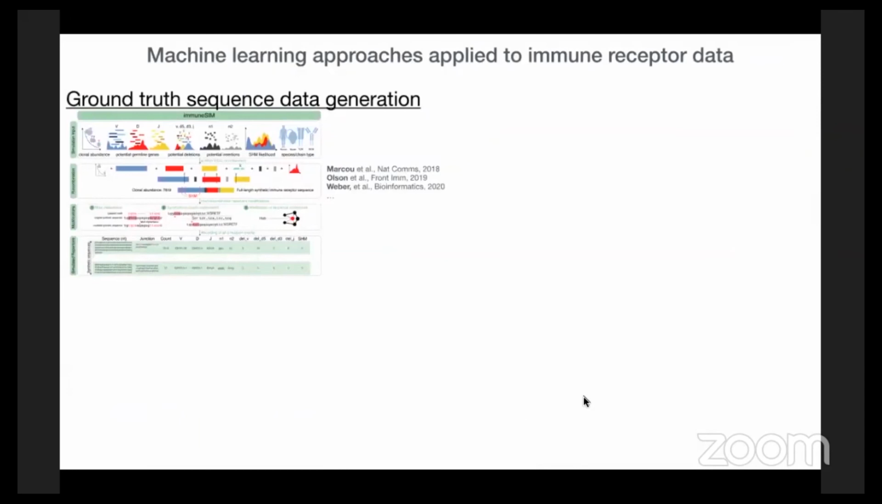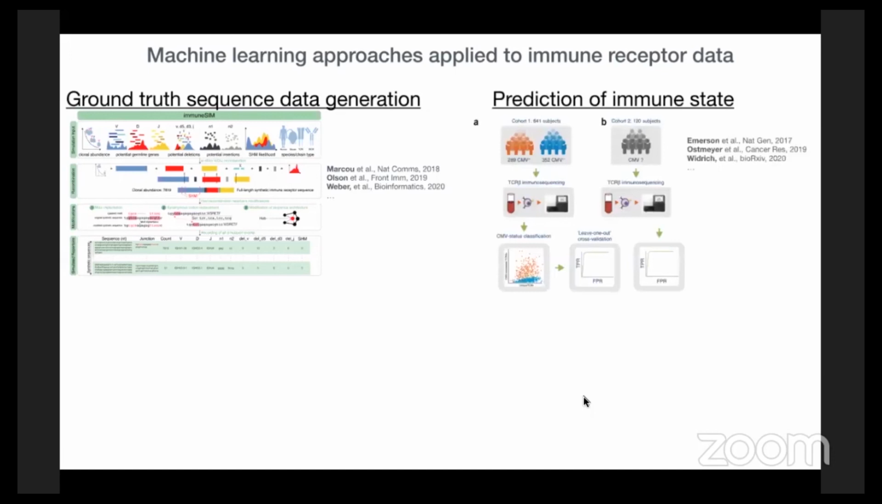So there have already been efforts for machine learning approaches on immunoreceptor data. We and others have previously published ground truth data simulation frameworks to make up for the lack of labeled data, so that we can at least benchmark machine learning approaches on data sets that have the scale and the complexity of experimental immunoreceptor data. It has been shown in the past, for example, by Adaptive Biotechnologies in Nature Genetics, that CMV status can be almost perfectly predicted based on a T-cell receptor repertoire.